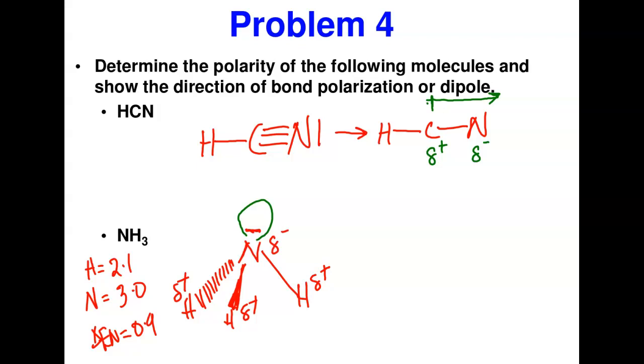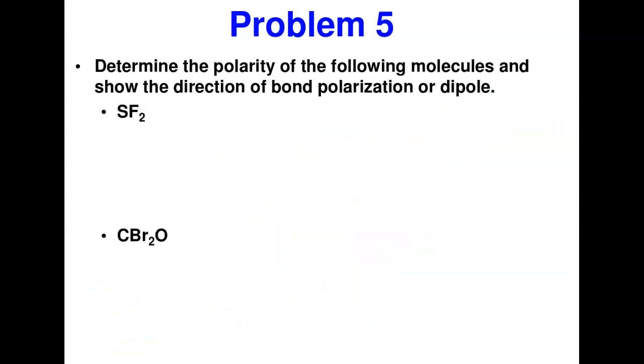If you're going to draw it, this looks like a pyramid. If you draw the direction of polarization, it goes from the positive side up. And this is the direction. So at the end of the day, this molecule is a polar molecule. It is polar. Remember, this one is also a polar molecule. We go to the next question.